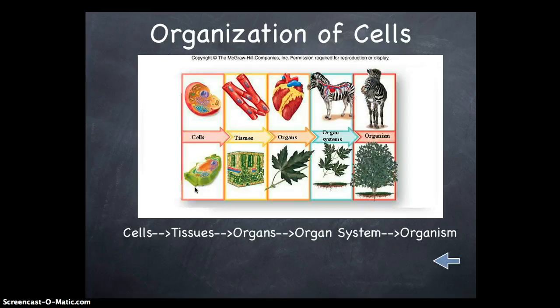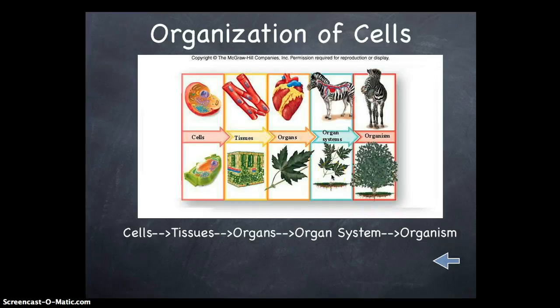Plants do the same thing. Here we've got an epithelial plant cell, kind of like a skin plant cell. And that plant cell comes together to form plant tissue. The tissue comes together to form an organ. Yep, that organ on the plant is actually a leaf. Leaves are organs of plants.